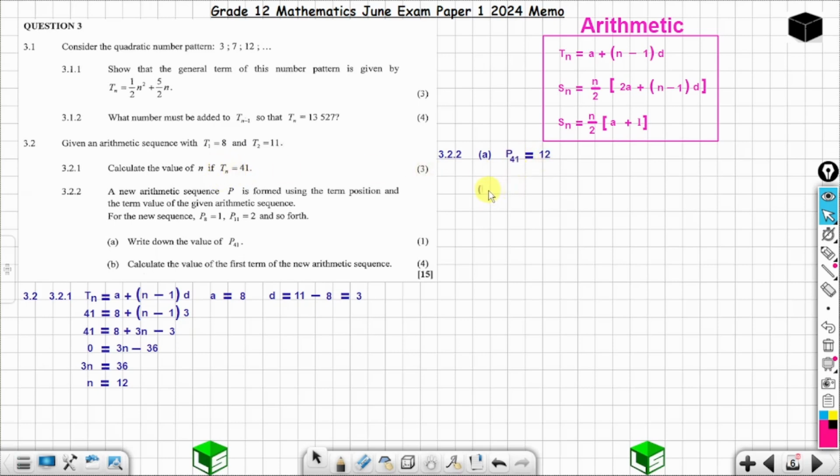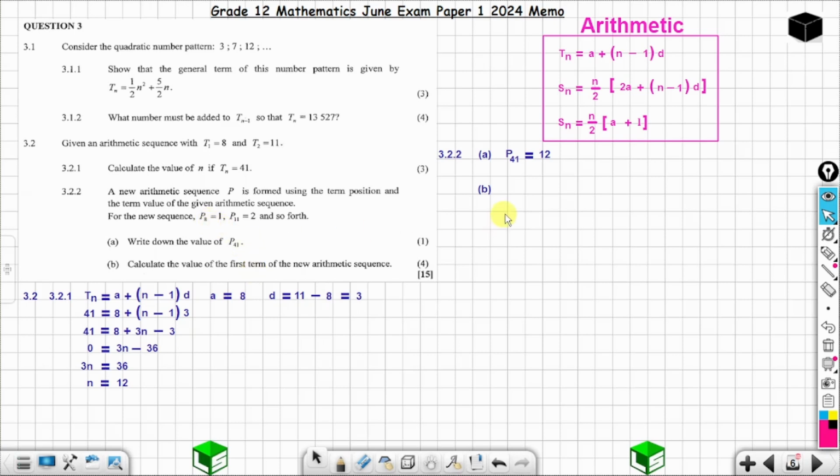Now, question B. Calculate the value of the first term of the new arithmetic sequence. 4 marks. You have to calculate P1, the first term. So you have P8, P11, and P41. Now, find P1. We are going to solve this question simultaneously. So let's use what we are given.